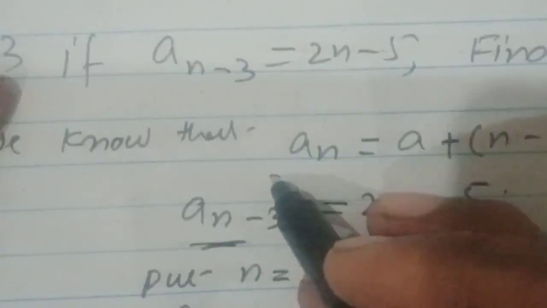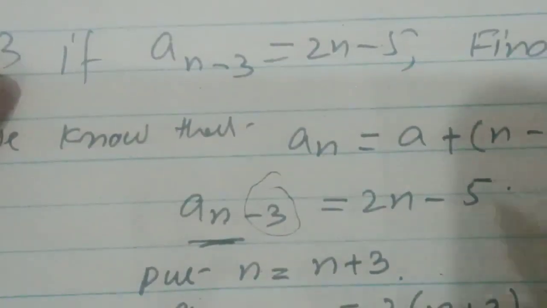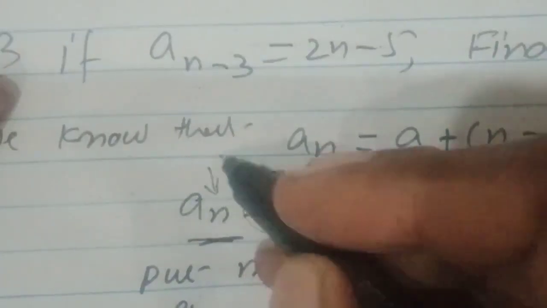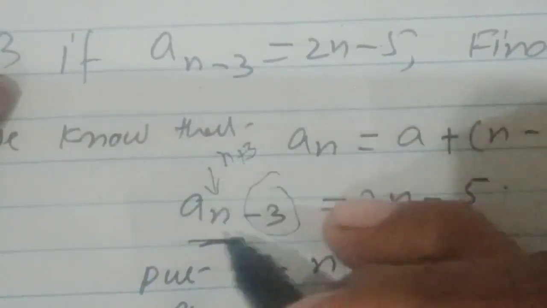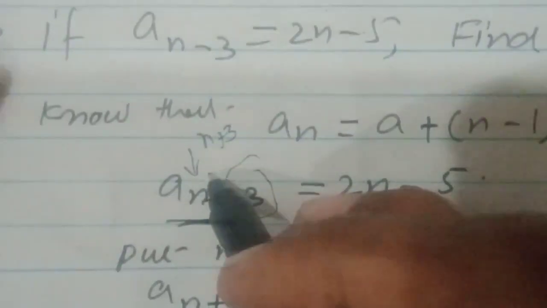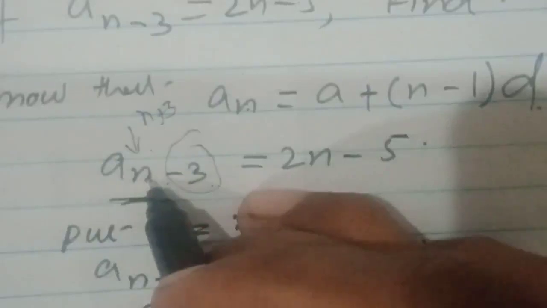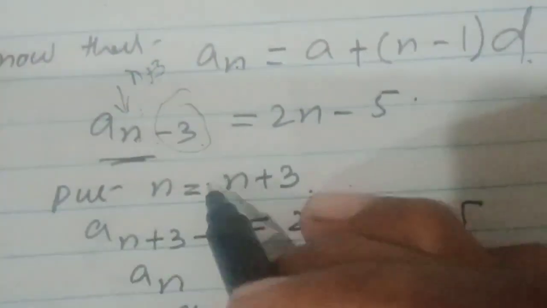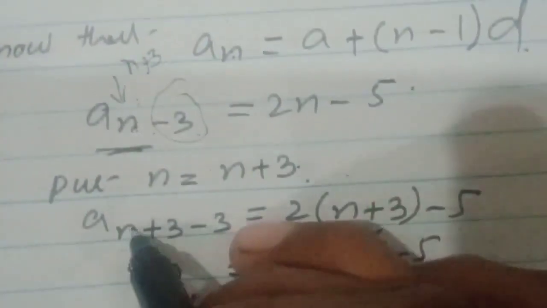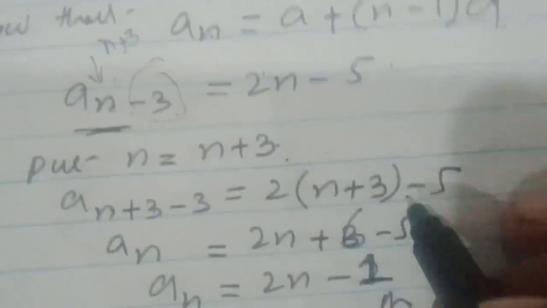So the easy method is just to replace. How can you delete this minus 3, how can you replace or vanish this thing? The simple thing is, if n is replaced by n plus 3 then it will be 0. So I will put n plus 3 in this formula because we have this formula, but here we have n minus 3. So I need n; for n I need to put n plus 3. So I put n equal to n plus 3, and again on the right side I put n plus 3 minus 5.